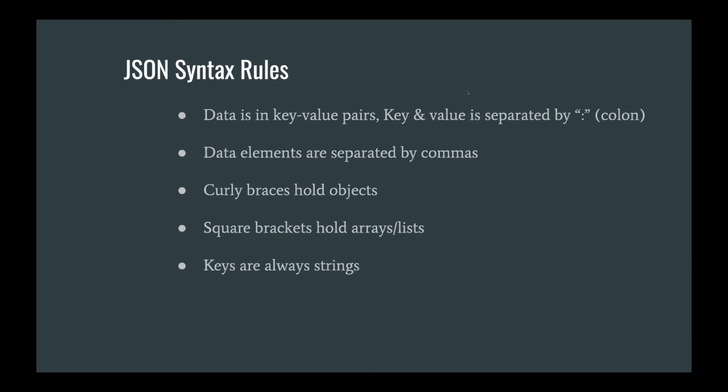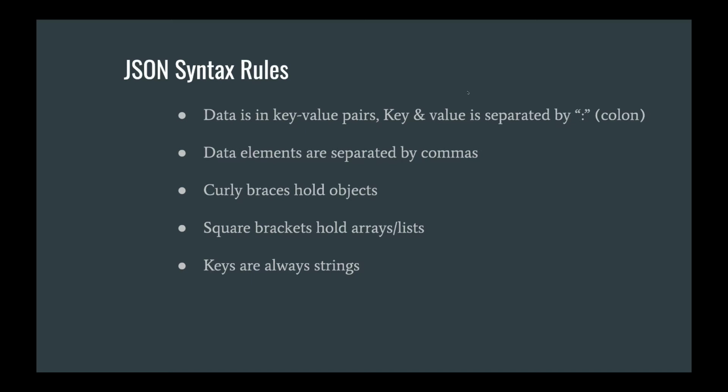Now there is a very small set of rules that JSON follows. Every single thing that you save, your data, will be saved in key value pairs, right? The key and value will be separated by a colon. We'll show the example later. And each element is separated by a comma. Let's say there are two variables, variable A and variable B. The values of them will be separated by a comma.